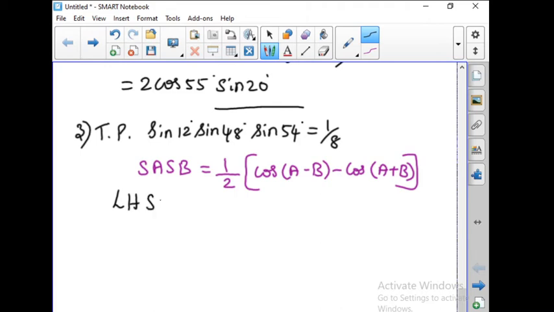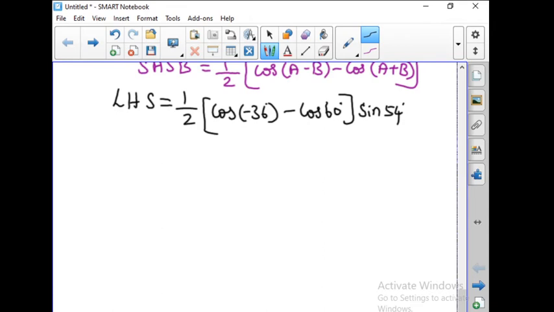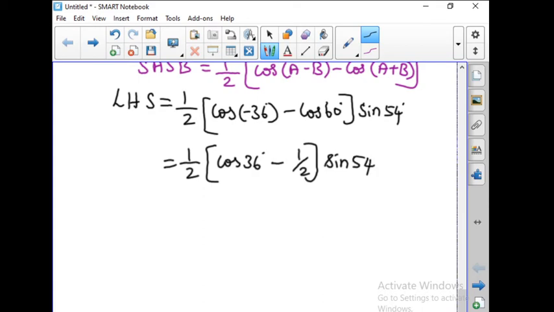Okay, so let us use this formula on the first 2 terms. LHS is equal to, we apply this to these two terms: 1 by 2 cos of minus 36, when we subtract it is minus 36, minus cos 60, into sin 54 degree. Right? Now what is cos of minus theta? Cos theta. So cos 36 minus cos 60 value is 1 by 2 into sin 54 degree.